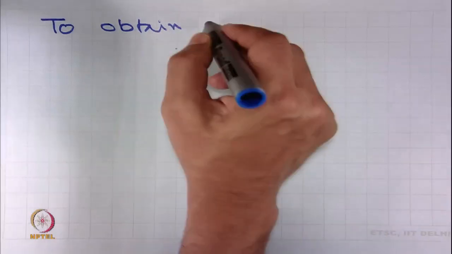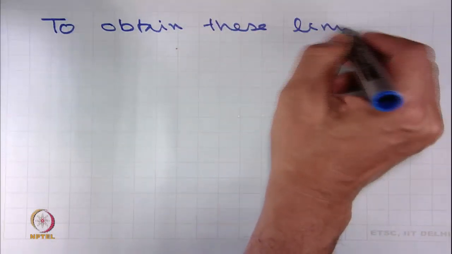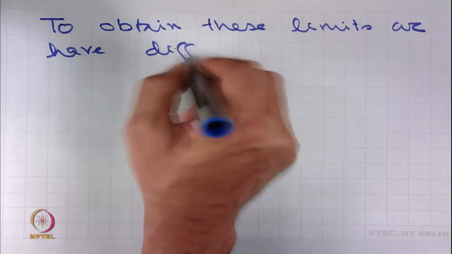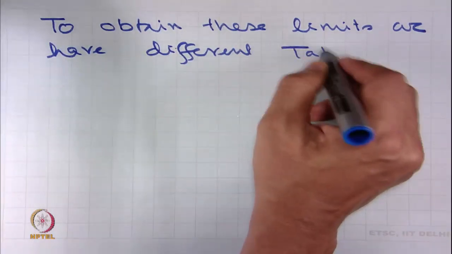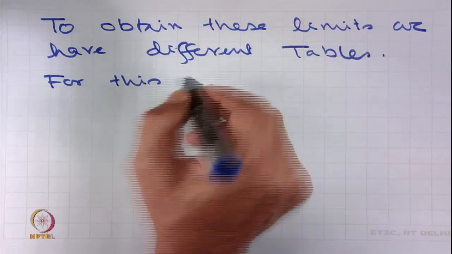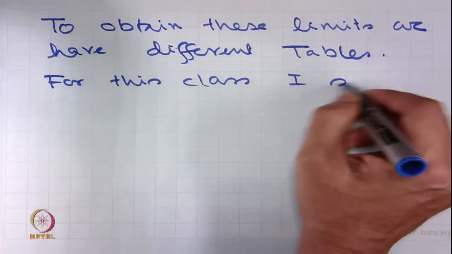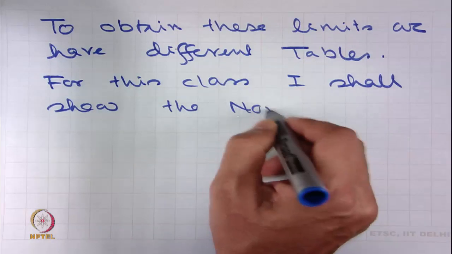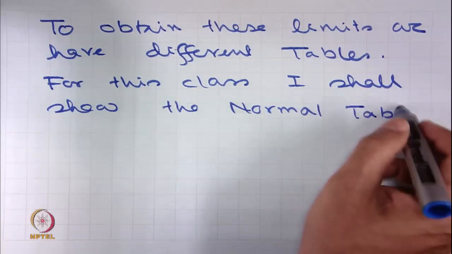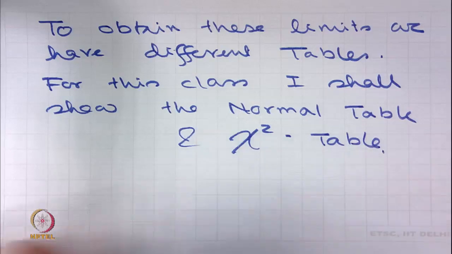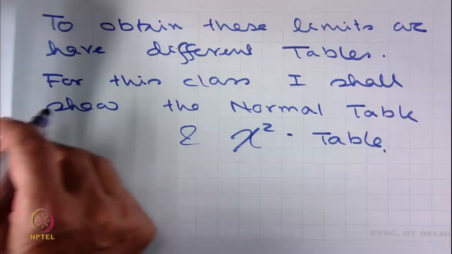To obtain these limits, we have different tables. For this class, I shall show the normal table and the chi-square table. So, let us first understand how to read the normal table.